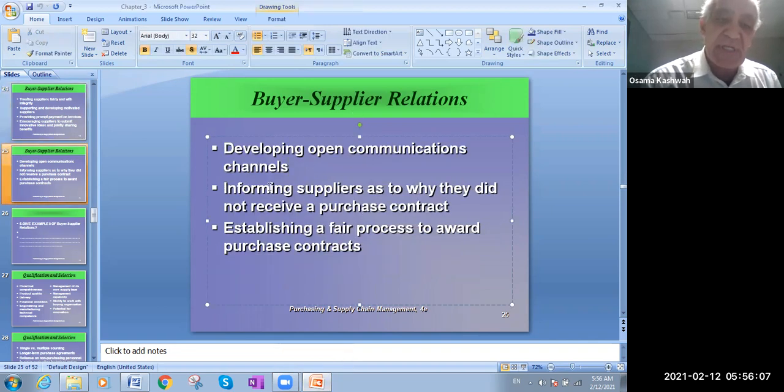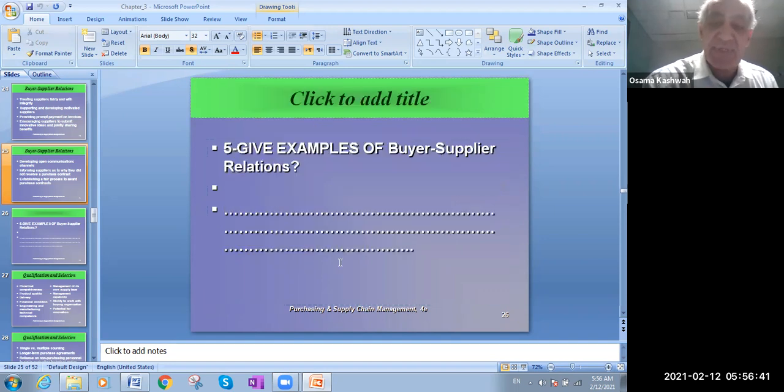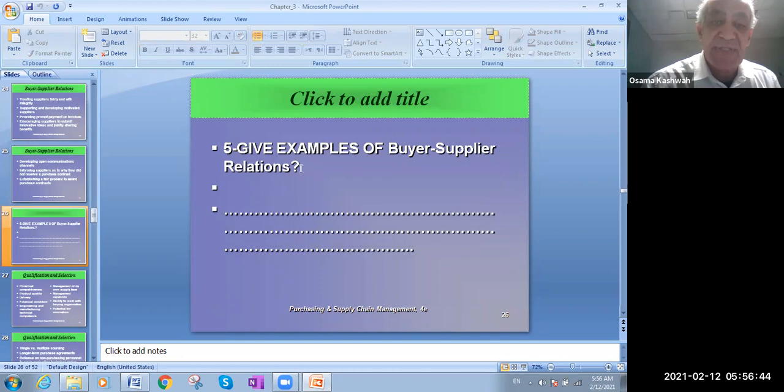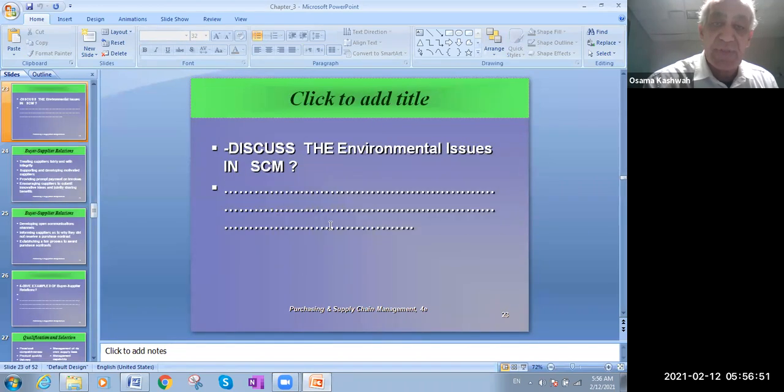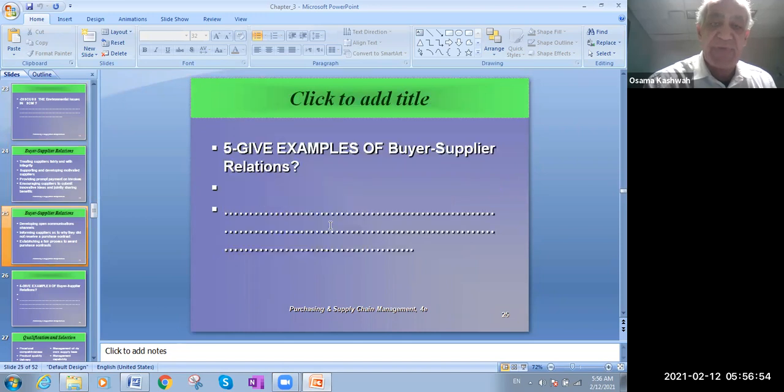Developing open communication channels, informing suppliers why they did not receive a purchase contract. If they didn't have a purchase, you should tell them, give them the justifications. Because, as an example, your prices were very high, the quality of your materials did not satisfy my customers' needs. So you have to give justifications why you didn't select this supplier. Establishing a fair process toward a purchases contract. So I asked you here, give an example of buyer-supplier relation. And here you have it, the buyer-supplier relation on the slides number 24 and 25.